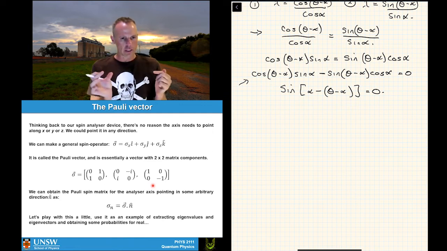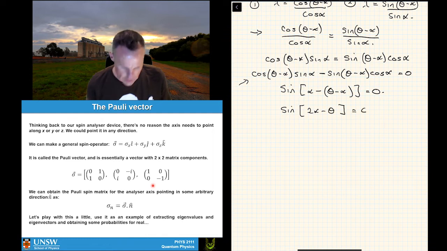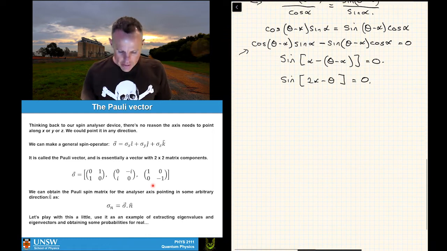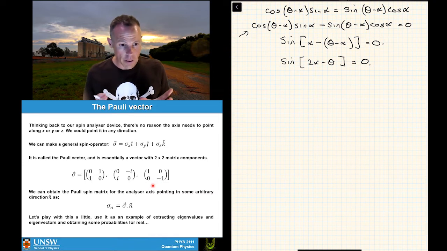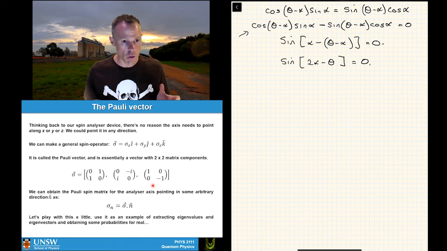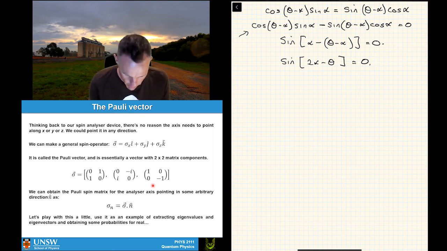And then, of course, we can expand that bracket out. So what we would get here is sine of 2 alpha minus theta is equal to 0. And this is now at the point where we can basically solve our simultaneous equations. We know what we have to do to make a sine function equal to 0. There's two possibilities here, right? Possibility 1 is that 2 alpha minus theta is equal to 0.